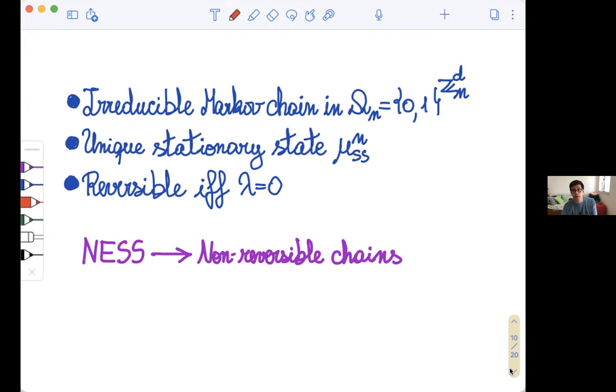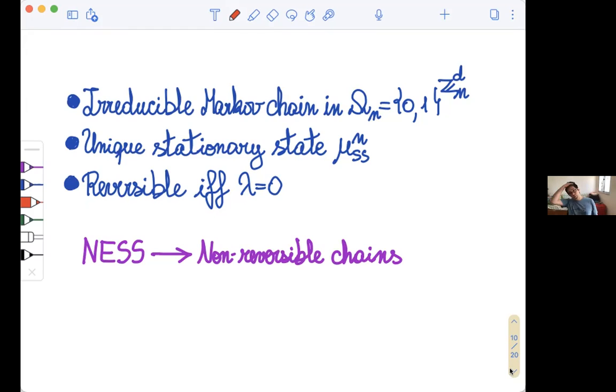reversible if and only if lambda is equal to 0. So you can check that if lambda is equal to 0, then the Bernoulli product measure of density A is actually invariant under these dynamics. Okay, so once more, you have this very simple way to characterize the invariant measure in the reversible case. As soon as lambda is different from 0, you have something non-reversible.